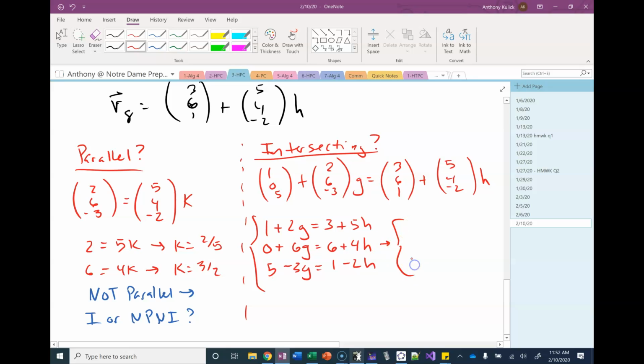I'm going to just rewrite these so that everything is on one side. So I have g minus 5h equals 2. 6g minus 4h is equal to 6. And then minus 3g plus 2h is equal to negative 4.